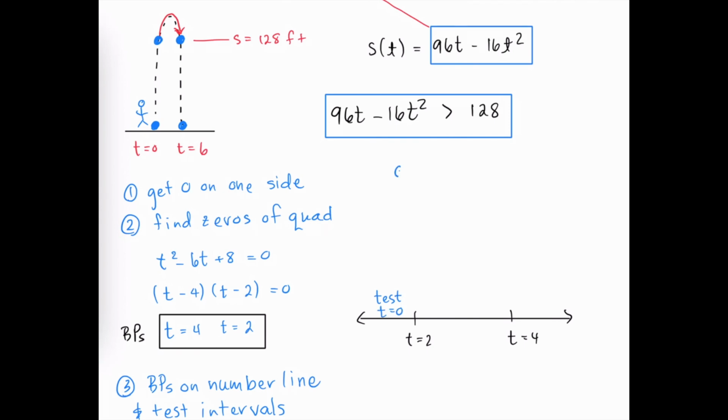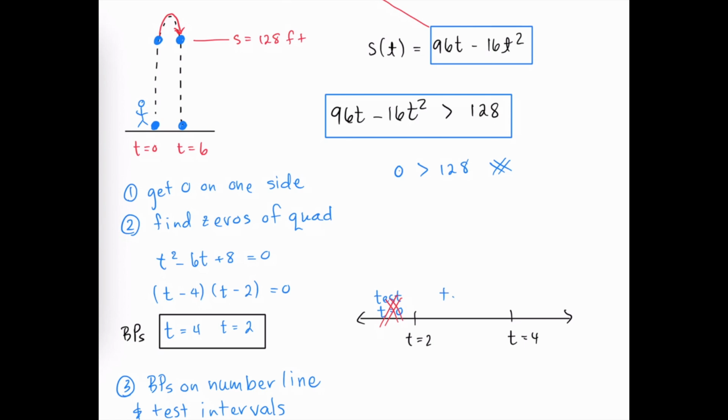When t is equal to 0, we have 0 on the left-hand side, 128 on the right-hand side, and this is not true. Back at our concept drawing, that makes sense, because at t is equal to 0, the ball is still on the ground. It's certainly not above 128 feet. So this interval does not work.